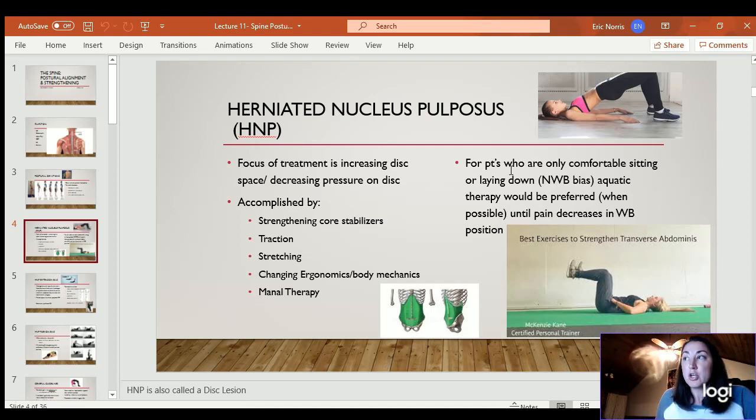So for a patient who is only comfortable sitting or laying down, we call that a non-weight bearing bias. And aquatic therapy would be ideal so that they're still able to be erect, but it helps support the area so there's less pressure if possible. If not, then do everything in a laying down non-weight bearing position. It's seated, supine, sidelying, things like that to decrease their pain. So let's go through the flexion. We'll go through extension bias next.